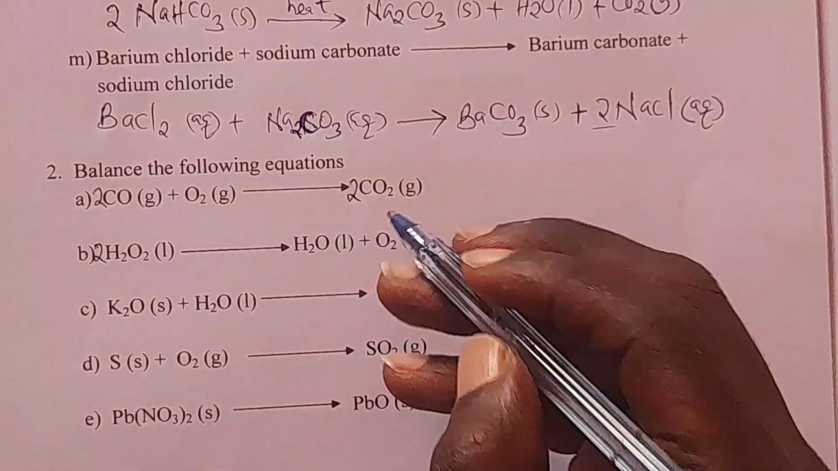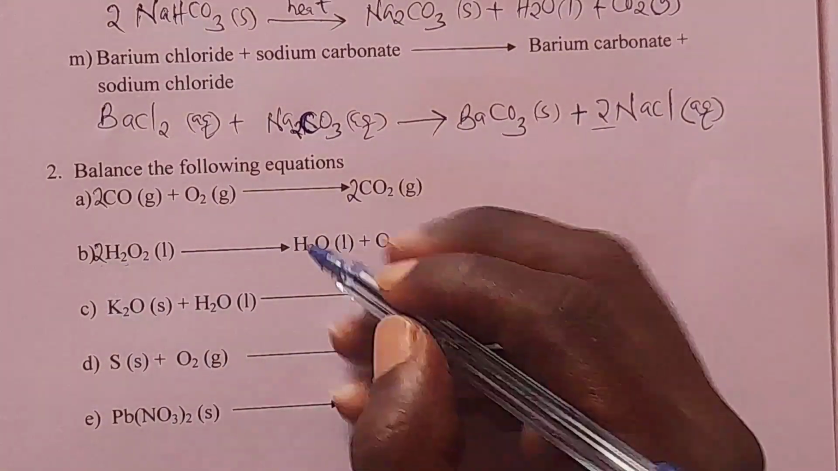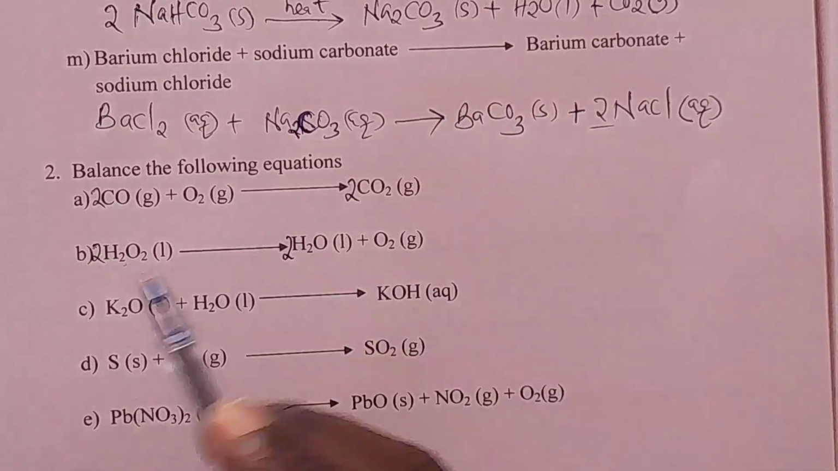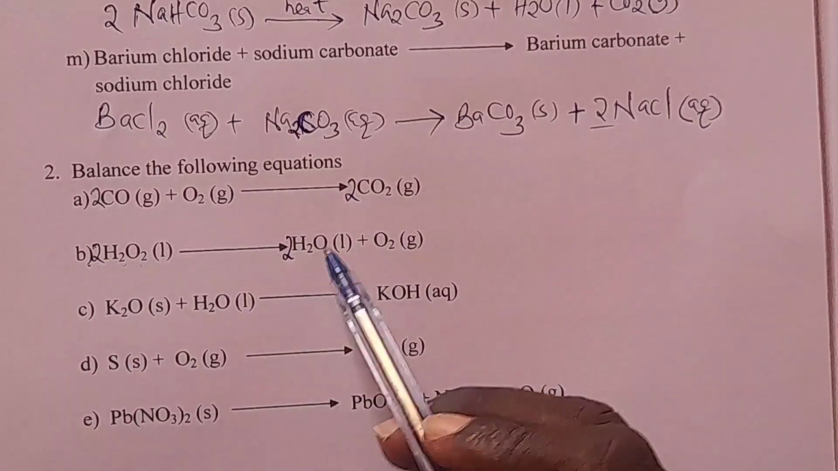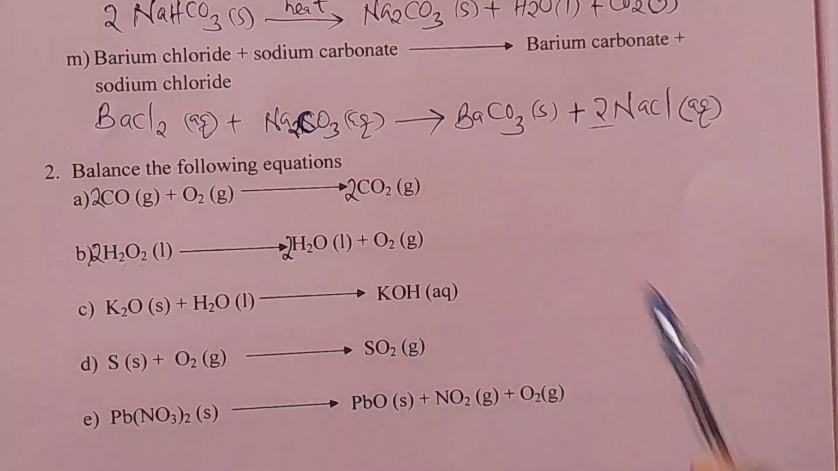So if we put 4 here, here we have 4 hydrogen, so I have to put 2 here. So I have 4 oxygen, I have 2 oxygen here, and I have 2 oxygen there. So it's balanced like that.